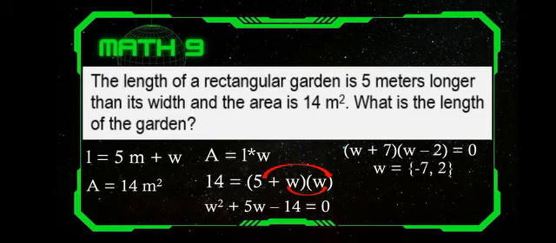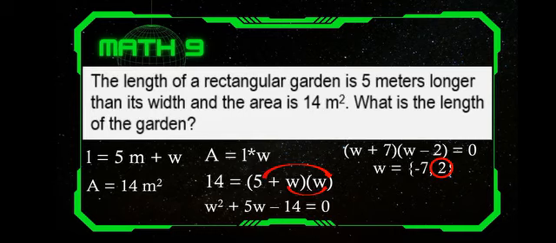Then apply factoring. The factors are (W plus 7) times (W minus 2). By the zero product property, isolate W to get negative 7 and 2. We have the roots here. These are the possible values for the width, negative 7 and 2, but we cannot have a negative measurement, so we will reject negative 7. We will get only 2.